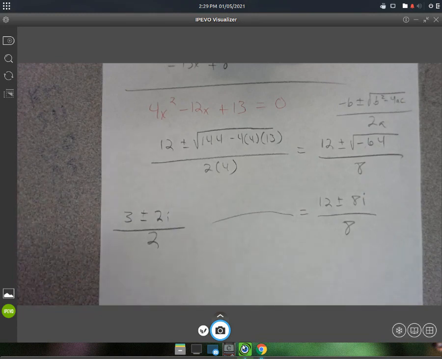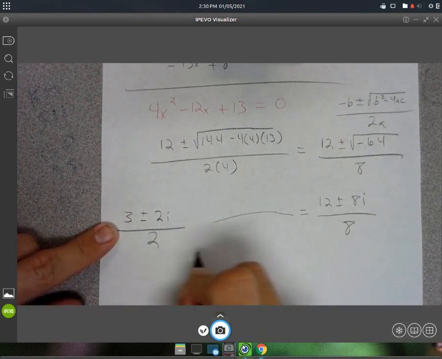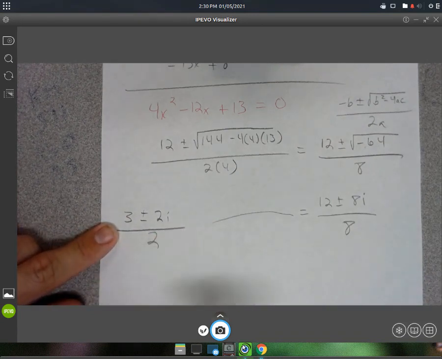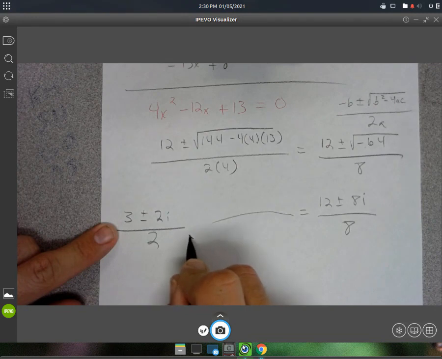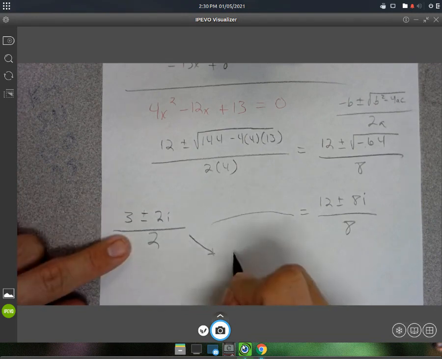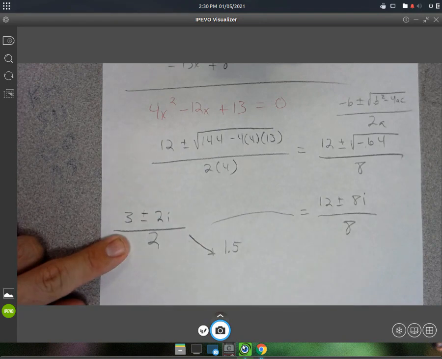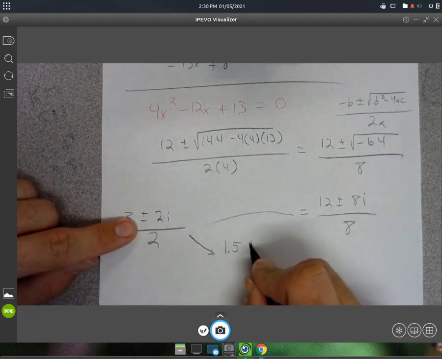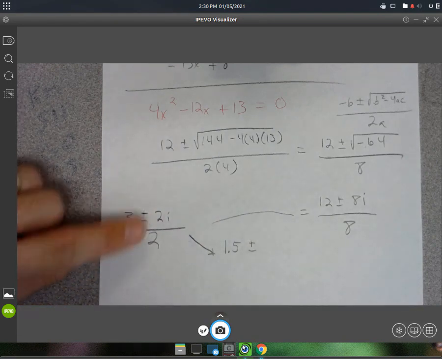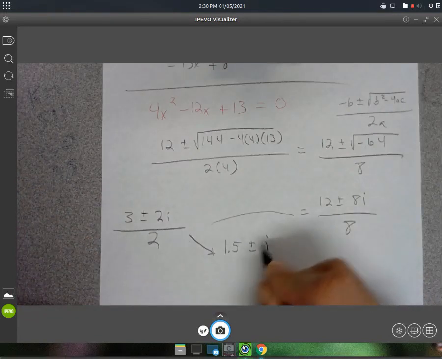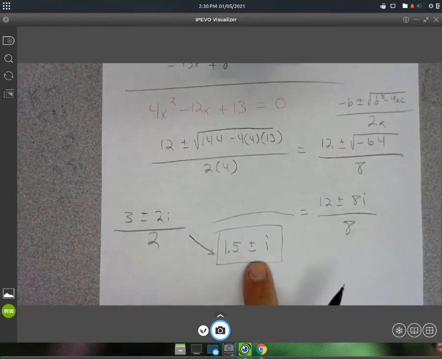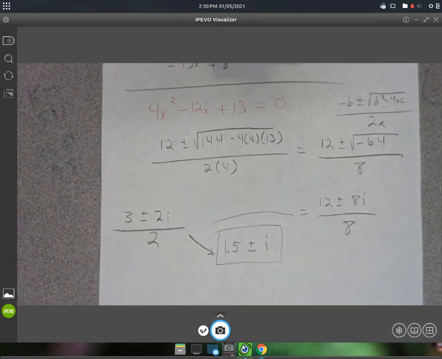If you wanted to make it a decimal, it wouldn't be too bad, actually. You could throw it in the calculator like we did earlier. But this would just be, you're splitting the numerator. That would be 3 over 2, which is 1.5. And then plus or minus. And then 2i over 2 would just be i. So that would be your decimal answer, but this would just be your fractional, nice whole answer.